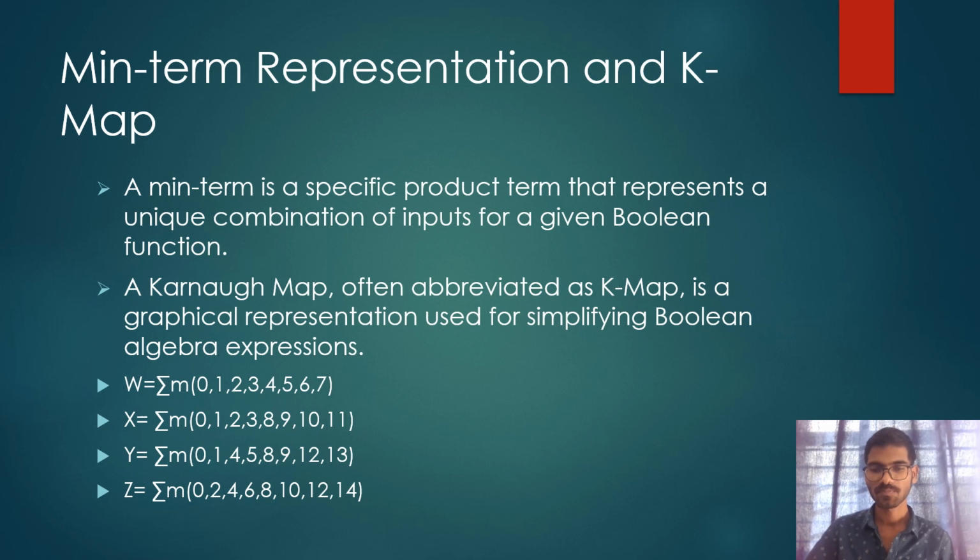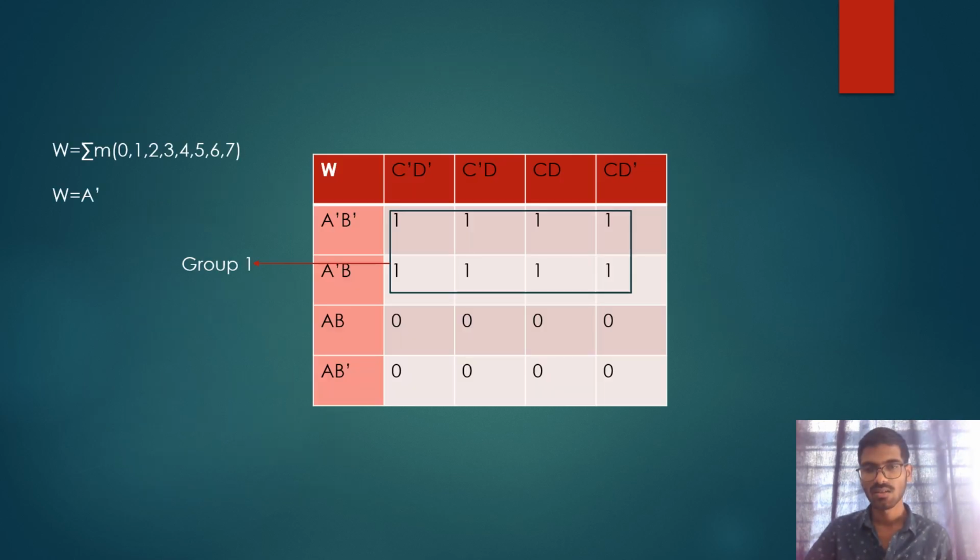Let us see the K-map representation. First we draw the tabular column, and for each cell we write a product term. First product is A bar B bar. Next product is A bar B. Next is AB. Next is AB bar.